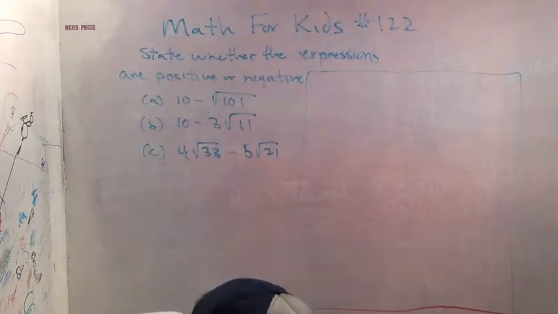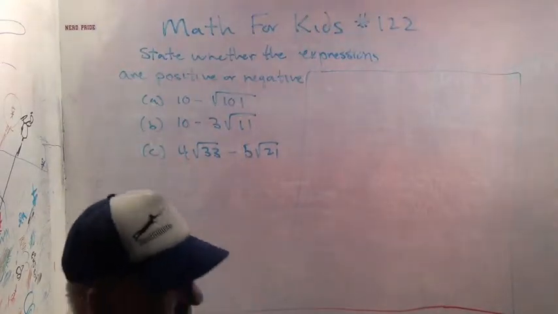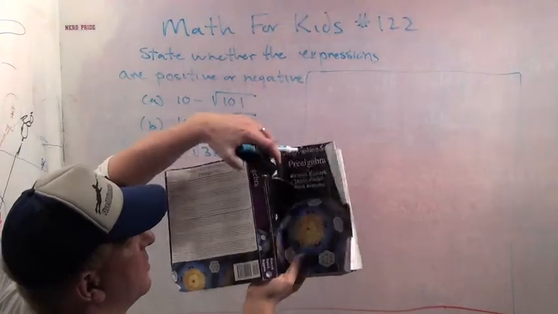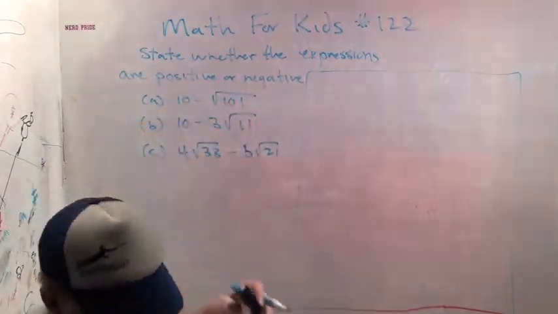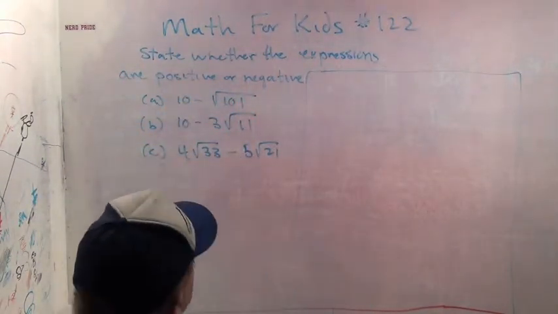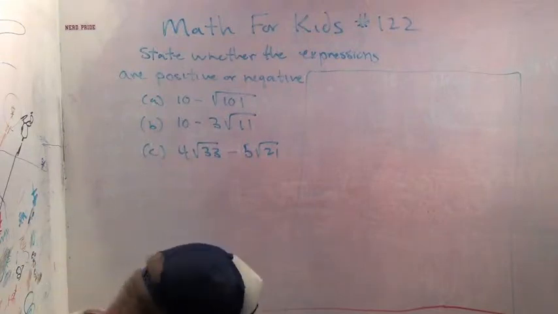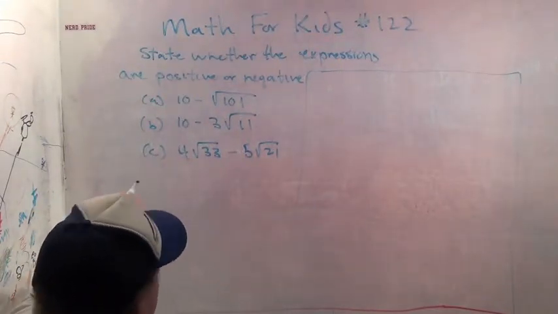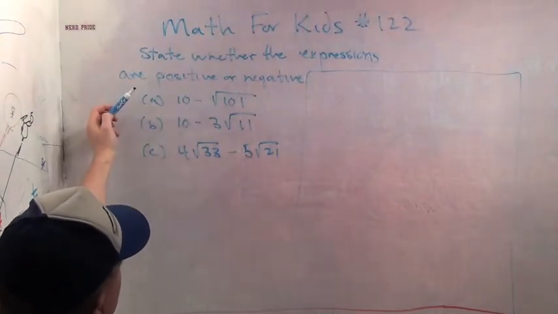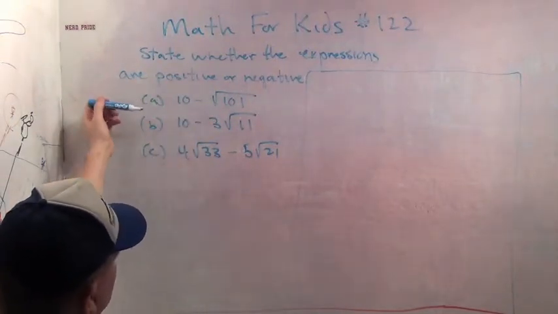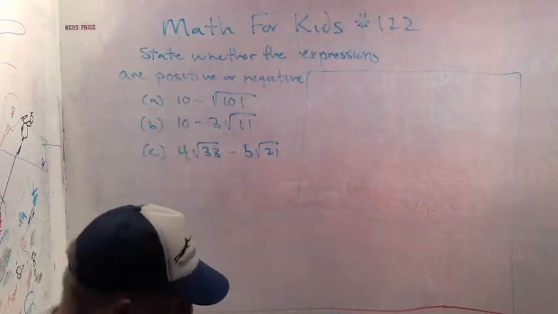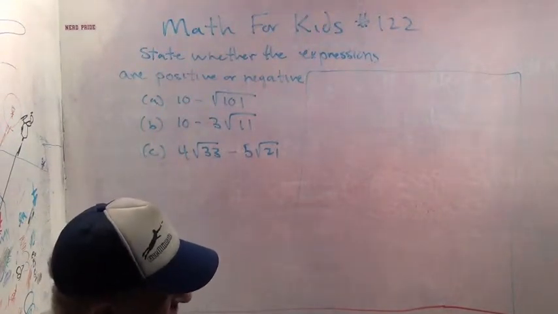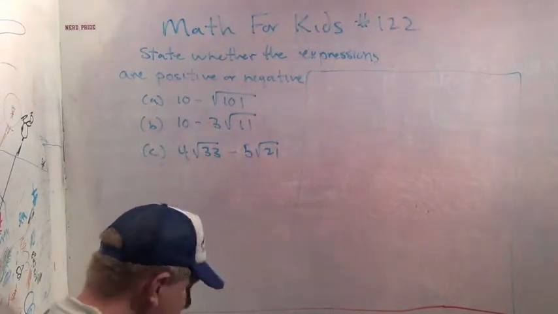Today we're doing part of the review problems out of our very beat up pre-algebra book from Art of Problem Solving. This was just kind of a fun problem, so I thought we would make a video out of it. So this is about square roots. State whether these expressions are positive or negative. So the first one, 10 minus the square root of 101. Is that positive or is it negative?